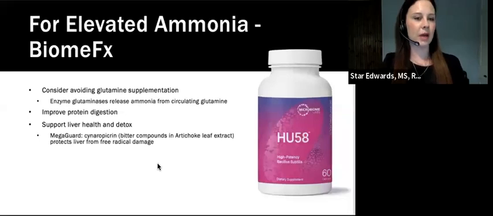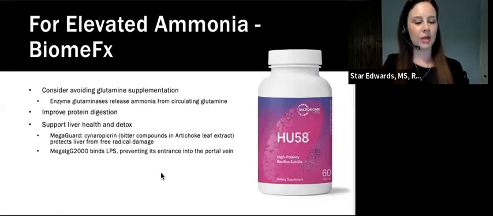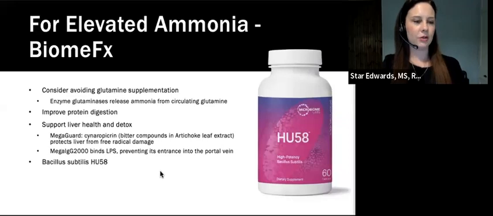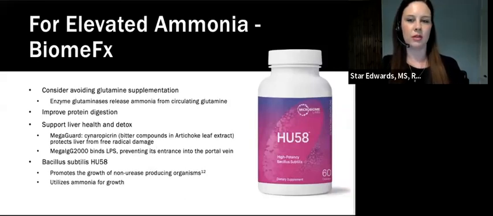One of my favorites is Mega Guard. It has bitter compounds from the artichoke leaf extract that help to protect the liver from free radical damage. Mega IgG 2000 can be important for binding the LPS because that LPS is going to also go to the liver and cause some damage. So if you've got elevated ammonia going to the liver, and elevated LPS going to the liver, it can be a big problem. So use the IgG to reduce the LPS. And then I like to use Bacillus subtilis HU58, which has been studied in hepatic encephalopathy, and it promotes the growth of non-urease producing organisms, and it also utilizes ammonia for its growth, so it reduces the amount of ammonia in the gut.